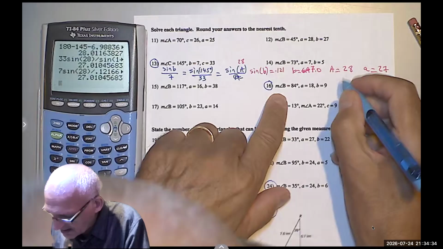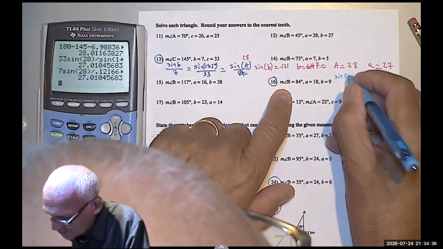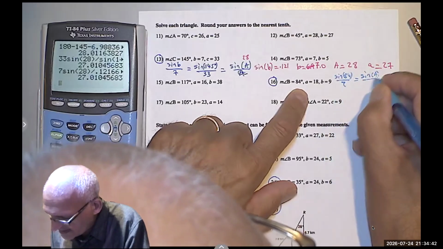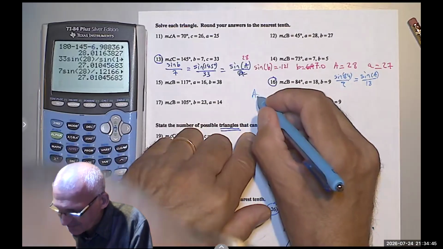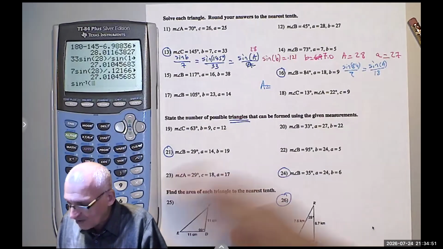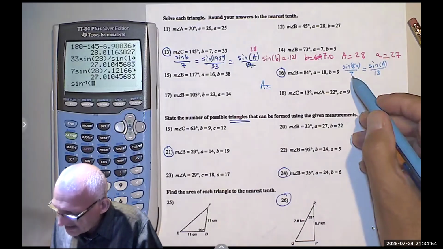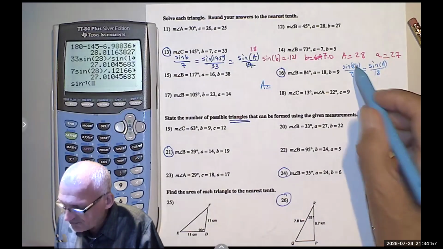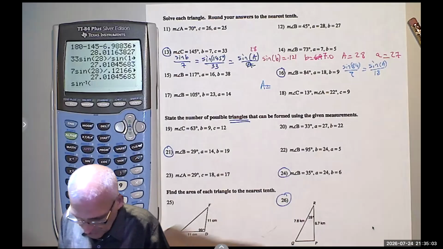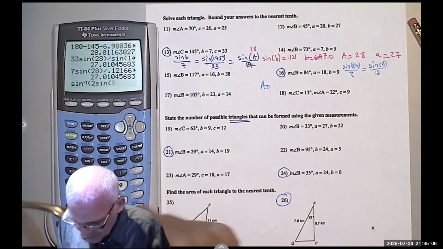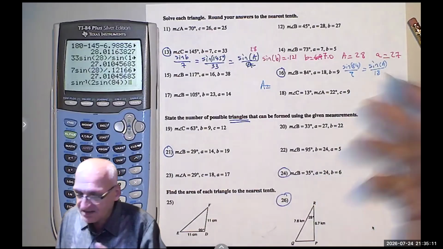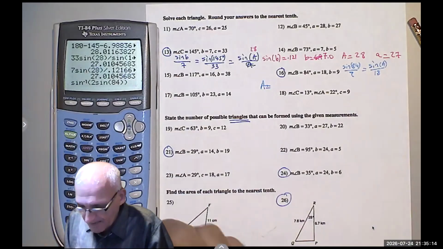So I start by saying sine 84 over 9 equals sine A over 18. I can solve for A right away to save time. So what I'm going to say is inverse sine of 18 sine 84 over 9, which is just 2 sine 84, right? 2 sine 84 degrees. You see what I'm saying? It's because the 18 is twice 9. So instead of saying times 18 divided by 9, it's just times 2.